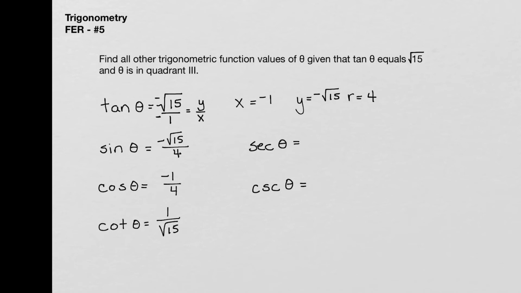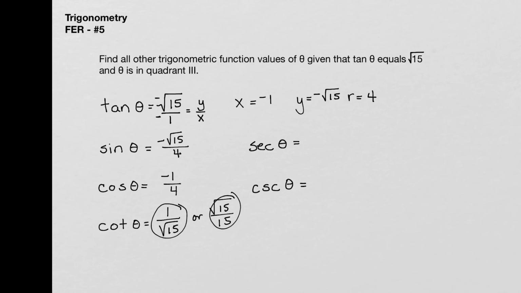Now I have a radical in the denominator, and you can either leave this here as your answer, or if you like, you can multiply the top and bottom by square root of 15 and get square root of 15 over 15. So I would take either of those answers. They're both good answers.